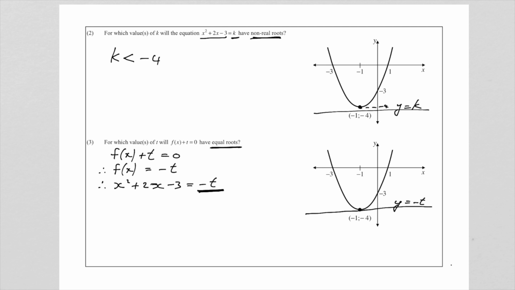So that means we can now write down our answer. Please remember, like in the previous one, non-real roots, we draw below the turning point. Equal roots, we draw at the turning point. So let's write down the answer of this question. So we can now say that minus t must be equal to negative 4. And you can see where the negative 4 is coming from. The negative 4 is the y value of the turning point. And then we can say t is equal to 4. So if t is equal to 4, the roots will be equal.